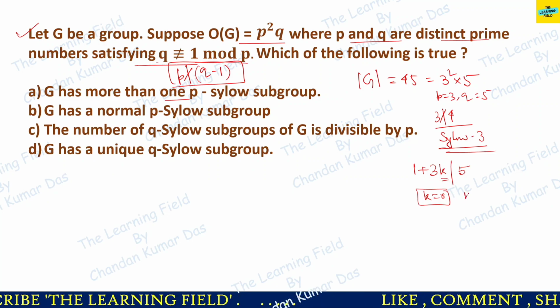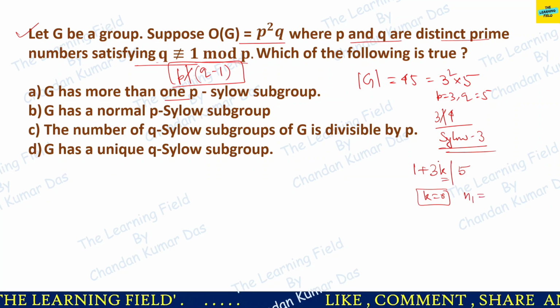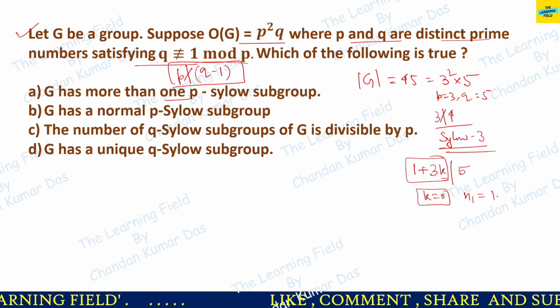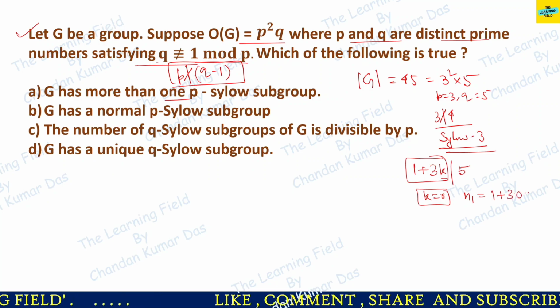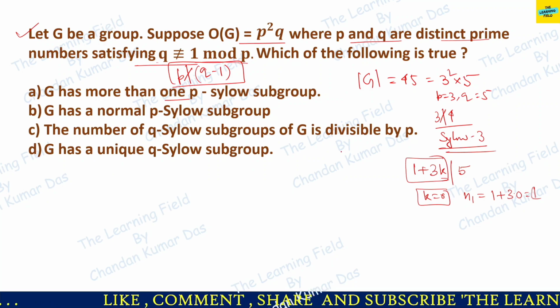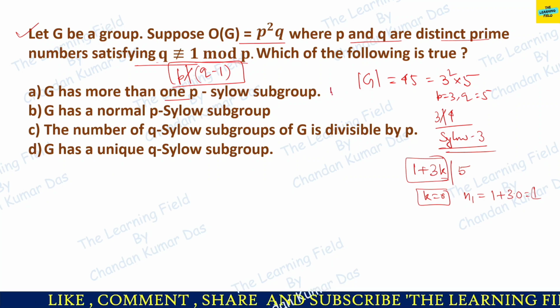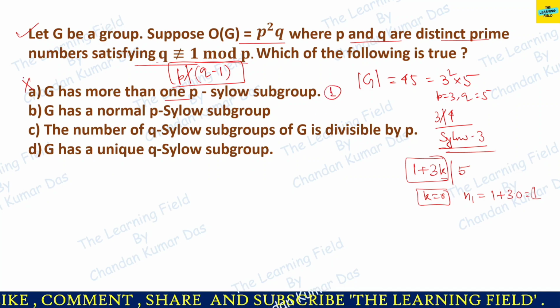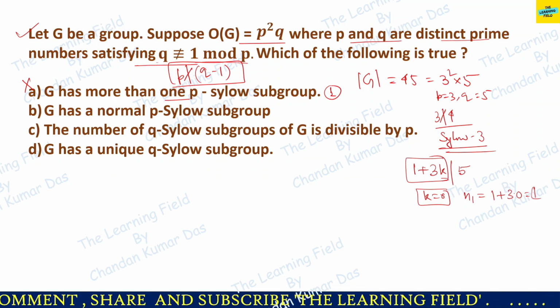So this is equal to only 1 plus 3 into 0, which is equal to 1. So the number of Sylow 3 subgroups here is 1. So this option is false. You can discard this option by taking this example.